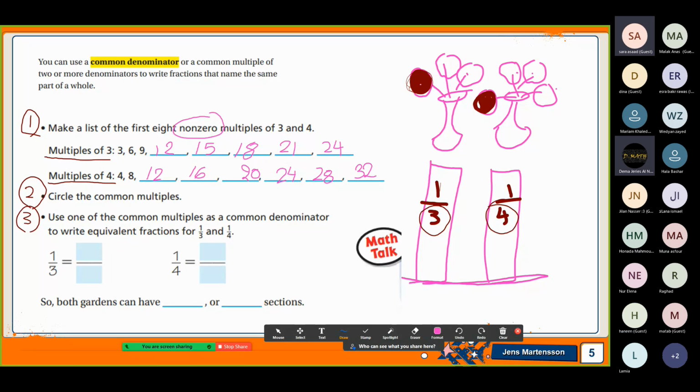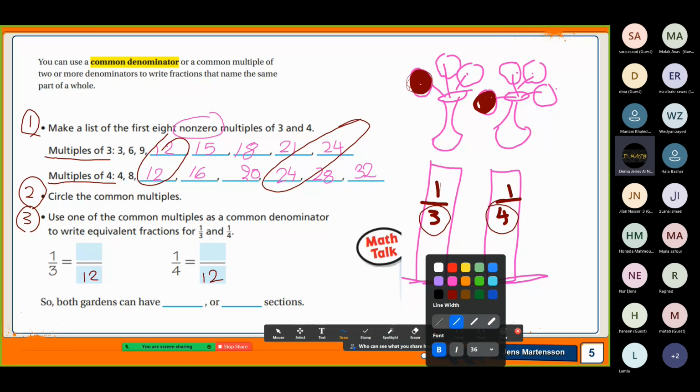Now, what is the second step? You have to circle the common multiples. It's 12 and 12, 24 and 24. So what are the common multiples here? 12 and 24. Now, use one of the common multiples as a common denominator. Let's choose 12 first. So I will choose one of them as a common denominator.